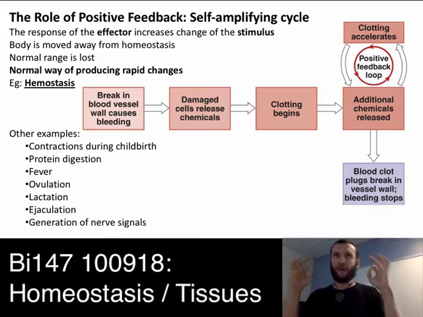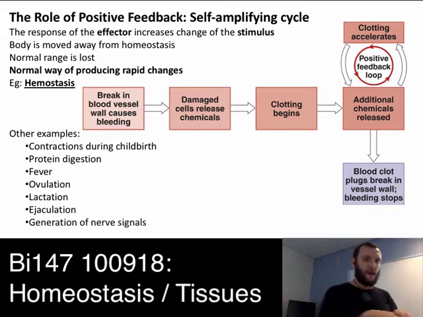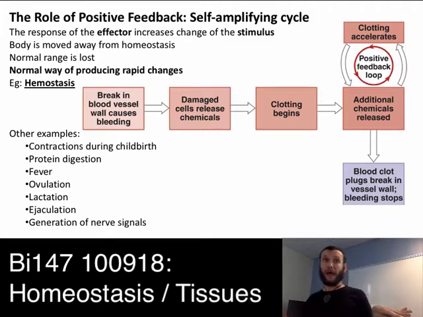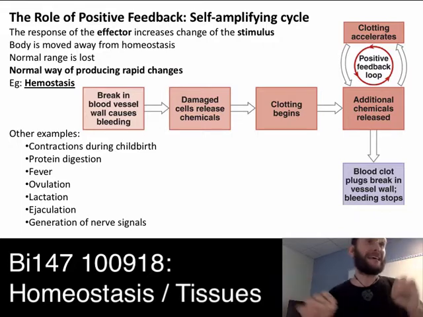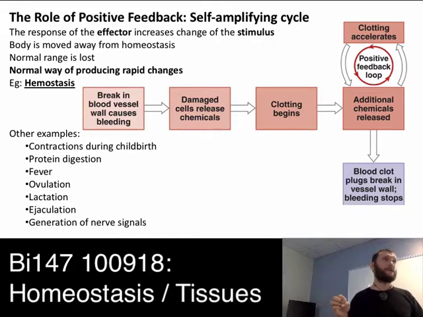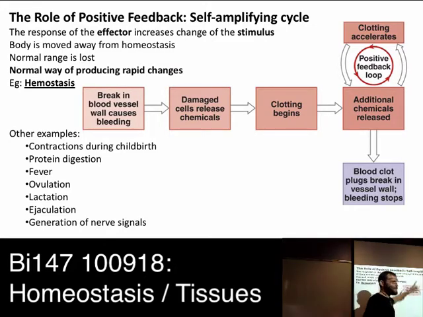It is a regulatory control system. It's positive feedback, but it's going to be moving us away from a normal state of homeostasis. Does that make sense? And the normal range, where our body typically is, is lost. But that's not to say that this is not a normal process. Positive feedback can be a normal process. It's a normal way of producing rapid changes.